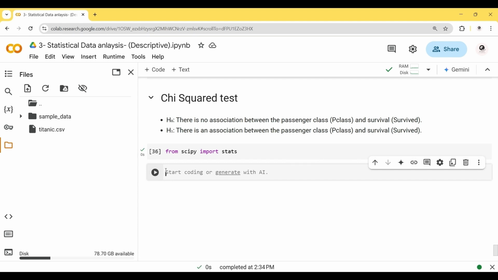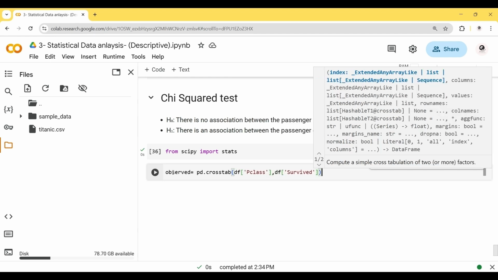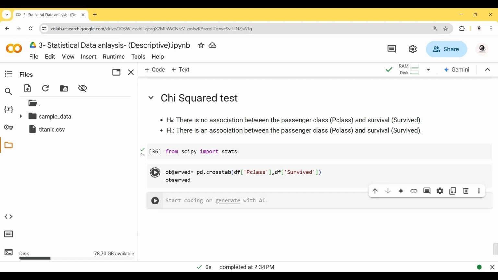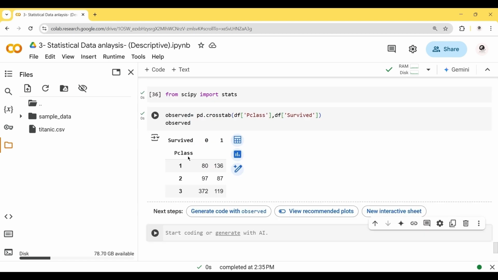Next, I am going to create a tabulated figure with the help of pandas.crosstab. So let me create my observed table first of all, pd.crosstab. So here my first column will be passenger class and survive, and I will print my table. So this is my tabulated figure.